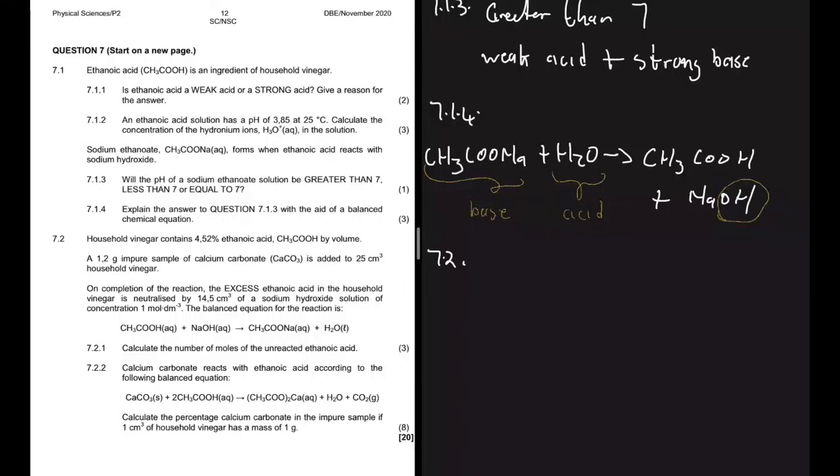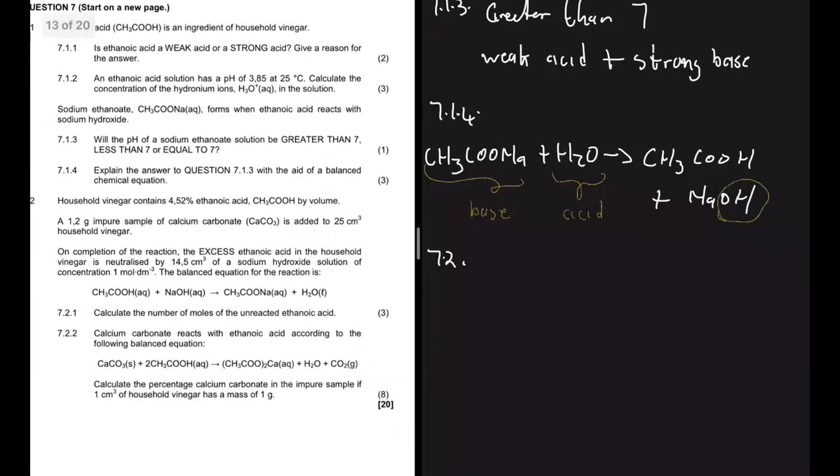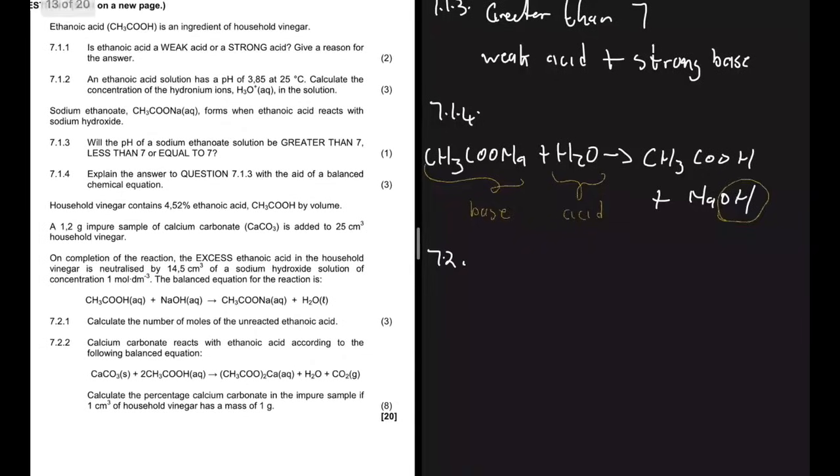CH3COOH by volume, right? And then 1.2 gram of impure sample of calcium carbonate is added to 25 centimeter cube of household vinegar. On completion of the reaction, the excess ethanoic acid in the household vinegar is neutralized by 14.5 centimeter cube of a sodium hydroxide solution of concentration 1 mole per decimeter cube. And then we have a balanced equation for the reaction. That's a mouthful, but let's see what we can do.